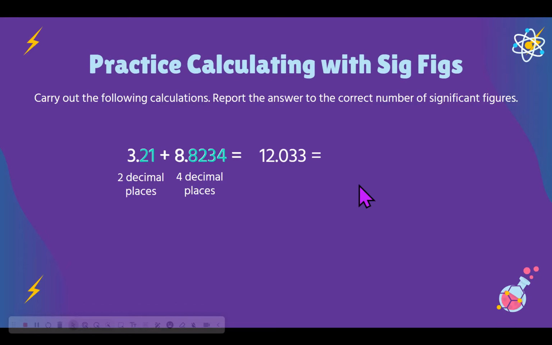So if I plug this into my calculator, I get 12.033. All right, I can only have 2 places after the decimal, so the 0 and the 3. Okay, this 3 doesn't make us round up, so our answer to 2 decimal places is going to be 12.03.